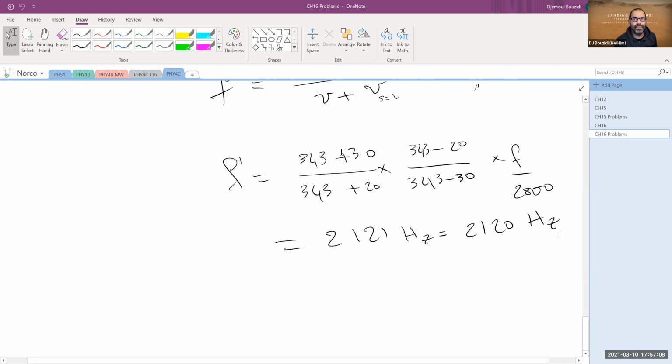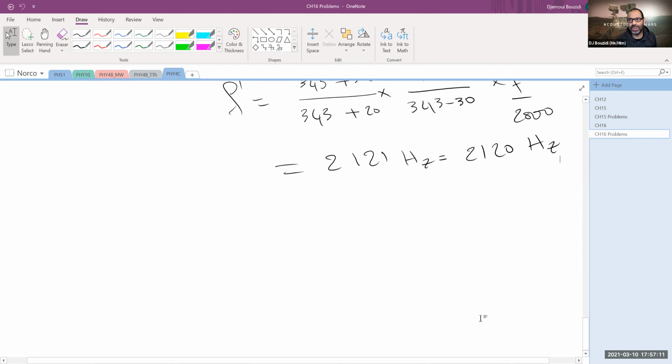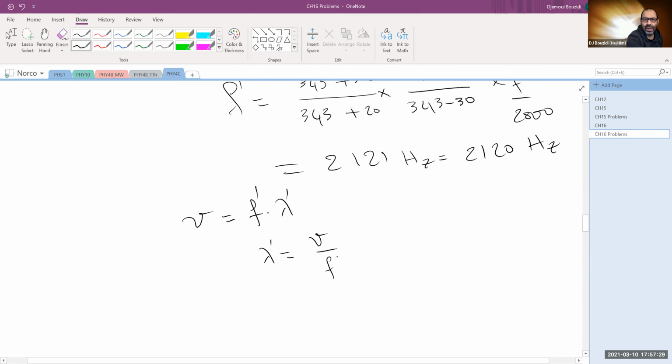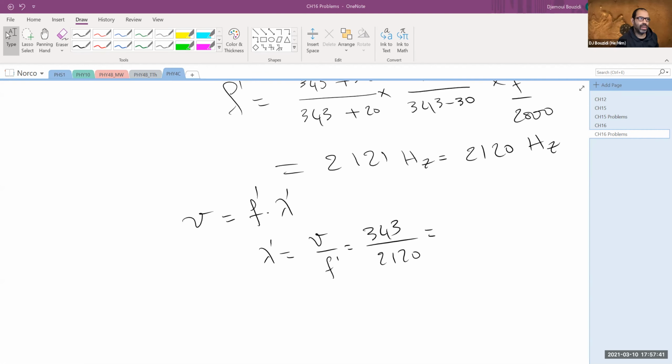Okay, the driver should not really be confused. He or she knows exactly what this wavelength is. The speed of sound is always equal to the dispersion law, the frequency times the wavelength, okay? So from this one in here, we can find the wavelength as perceived by the driver, which is just V over F prime, and V is 343, and F prime is 2120 Hertz. Divide the two numbers, so it's going to be 343 divided by 2120, and that should be 0.16 meters, 16 centimeters.